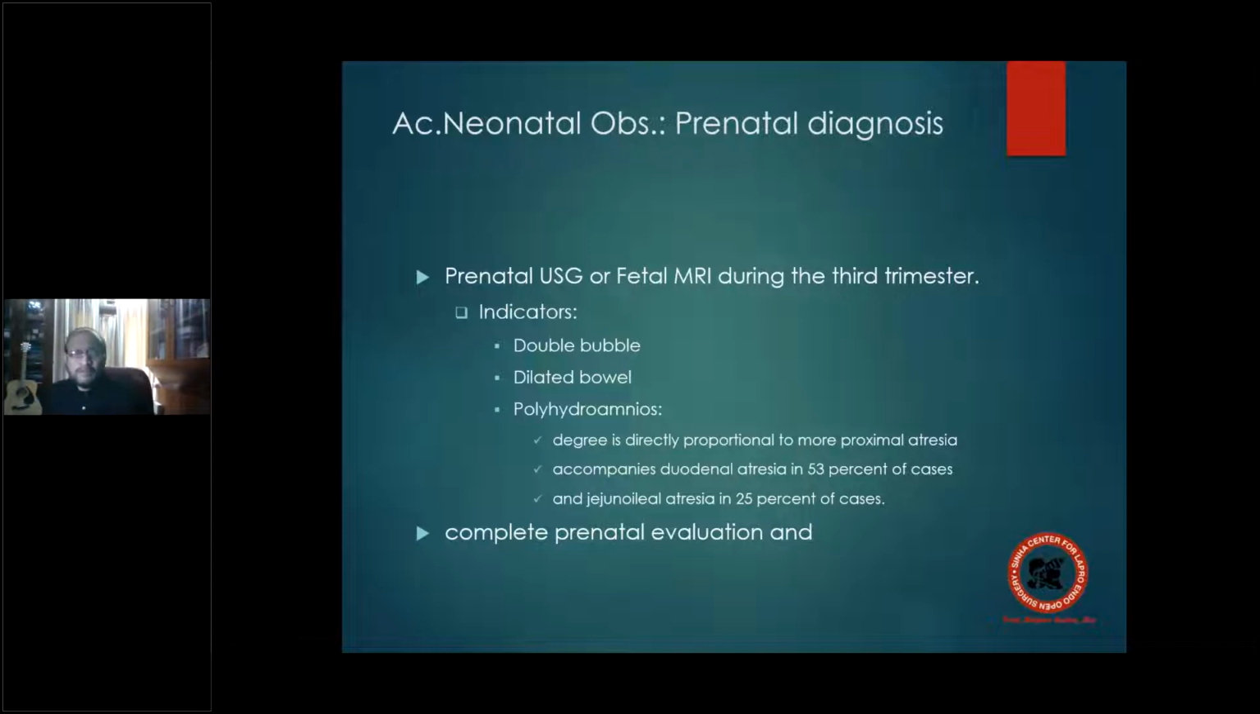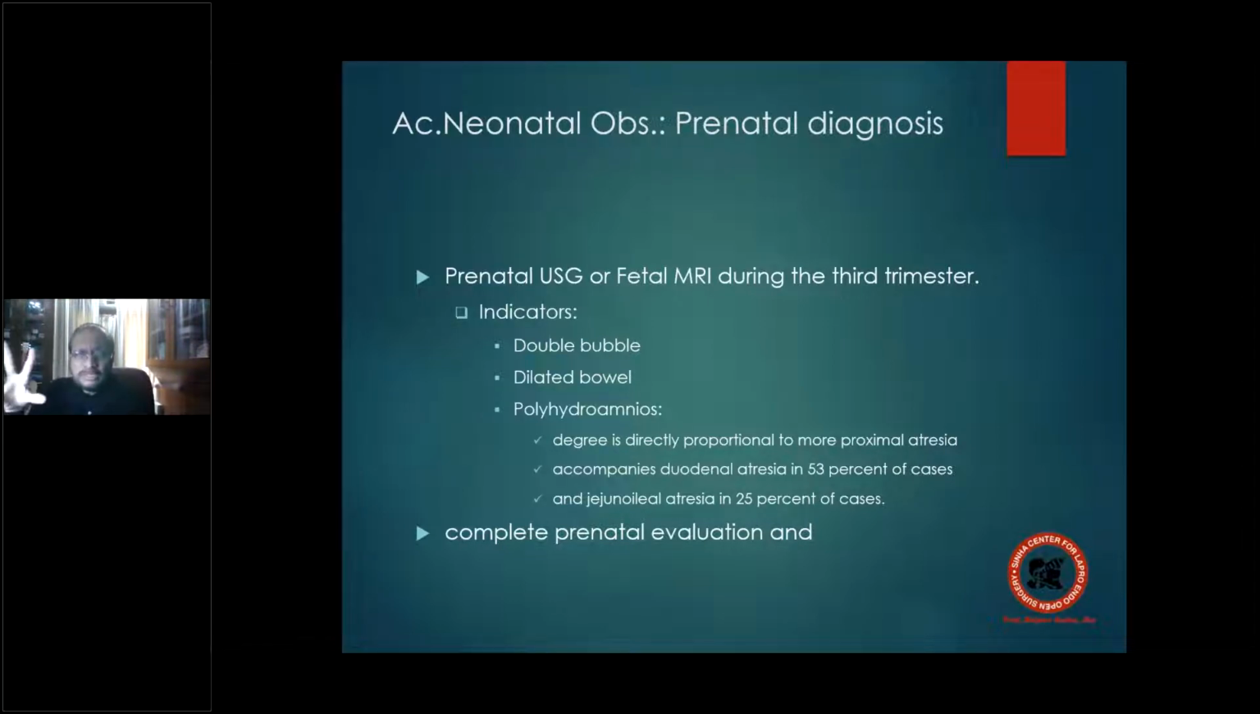How do you know that? A prenatal ultrasound or a fetal MRI during the third trimester. Remember, that is the time when you're targeting the fetus and you're trying to look for an obstruction in the small bowel. What are the indications we should do that? We'll just come to that.